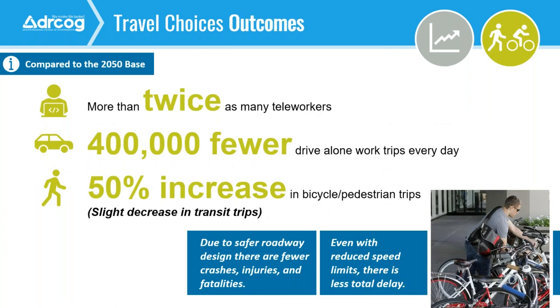So we ended up with about twice as many teleworkers, and that's what's really going to move the needle in terms of VMT in this scenario. 400,000 fewer drive alone work trips every day. It's a really significant decrease in those trips. Sounds very familiar today. And then a really big increase in bike ped trips as well. So again, we're not modeling this stuff directly, but we would all anticipate much safer environments for bikes and peds. And even though we did reduce speed limits significantly throughout the region, there's less total delay by getting those vehicles off the roadway. Next slide.